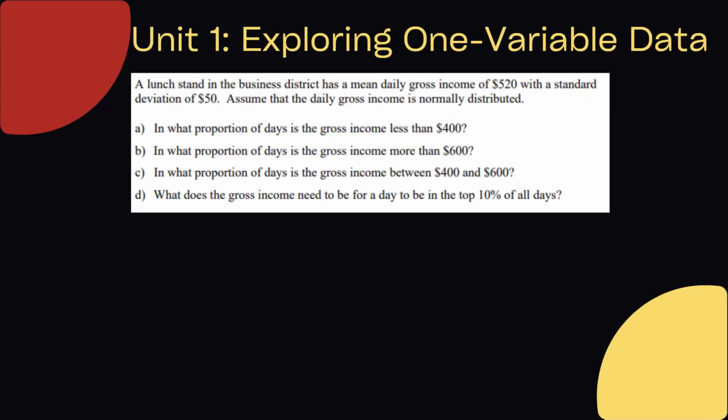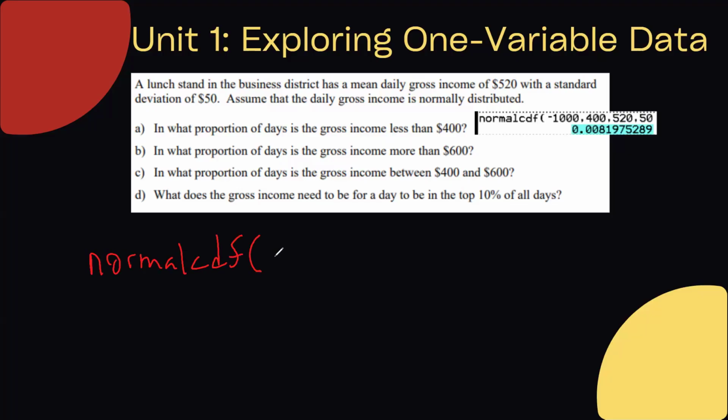Now, our last question here, a lunch stand in the business district has a median daily gross income of $520 with a standard deviation of 50. Assume the daily gross income is normally distributed. In what proportion of days is the gross income less than 400? So for this, we could use the calculator. We're going to click on normal CDF, and we're going to put the lower as negative 1,000, the upper as 400, mean and standard deviation entered in there, and you get 0.00819.